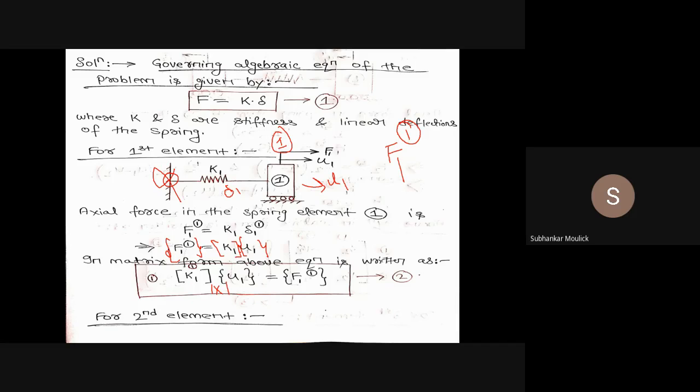So equation number 2 becomes matrix K1 into displacement vector U1 equal to force vector F1 of 1, and this F1 of 1 represents the force acting at nodal point 1 on the first element. This is my equation number 2, that is the governing algebraic equation number 2 in matrix form for the first element. Is it clear to all of you?